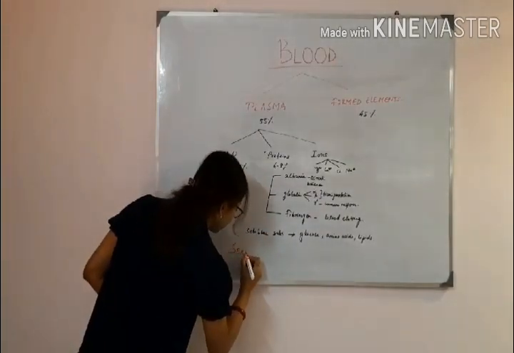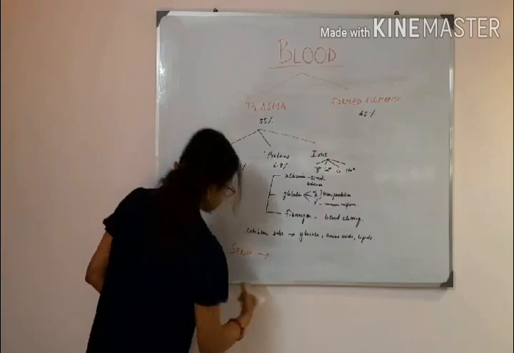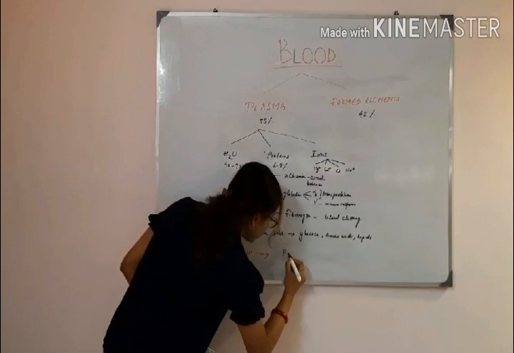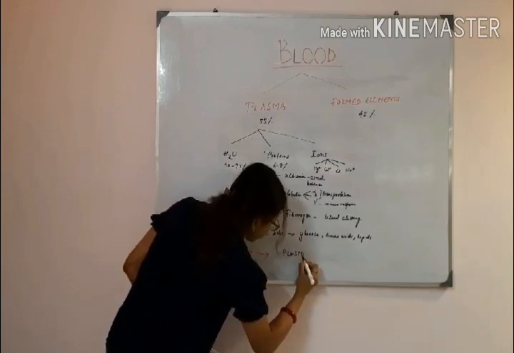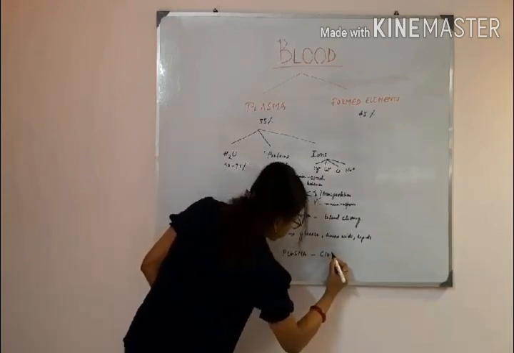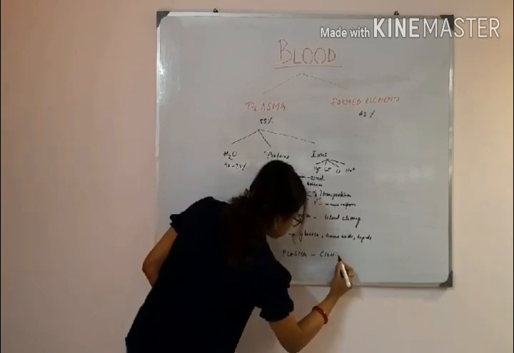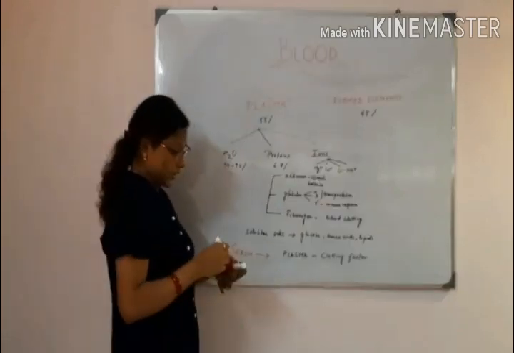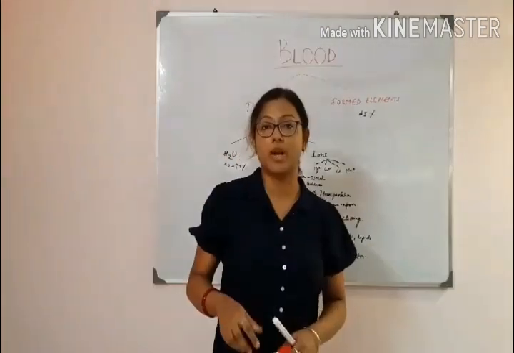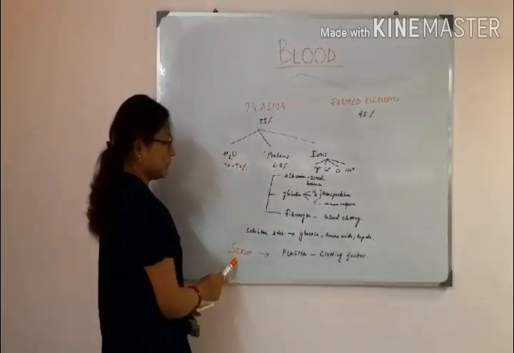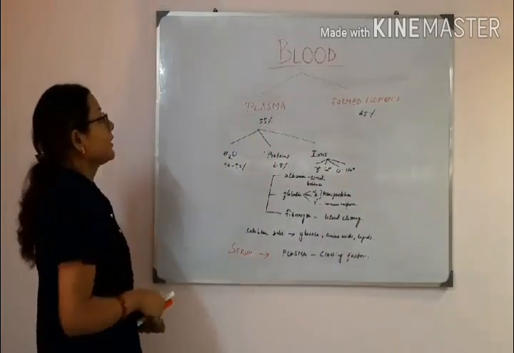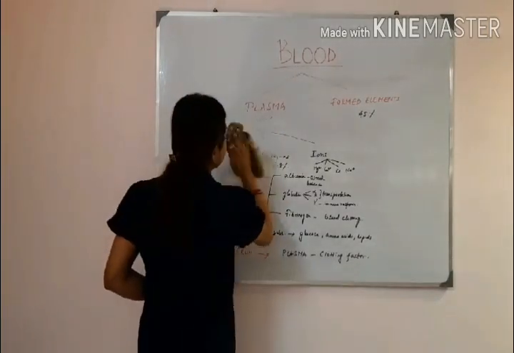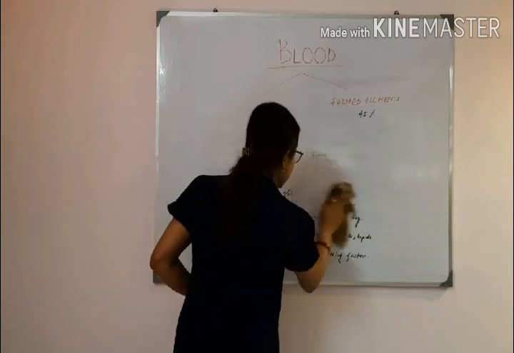Now we will see what is serum. What is serum? Serum is plasma minus clotting factor. If we remove the clotting factor from plasma, then we will get serum. Okay. Now we will go to the formed elements part. Let's wrap the plasma portion.